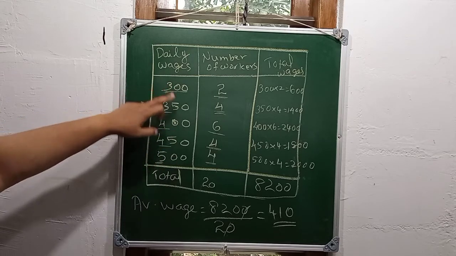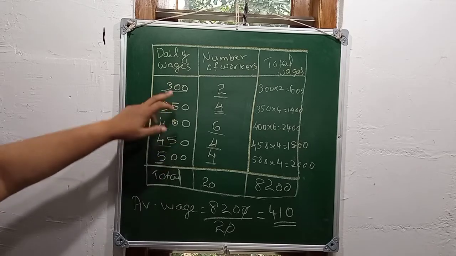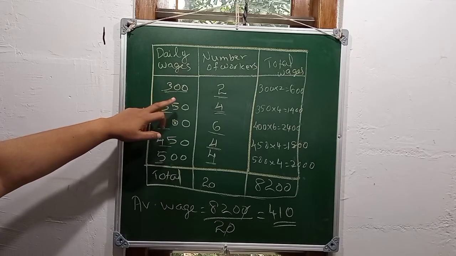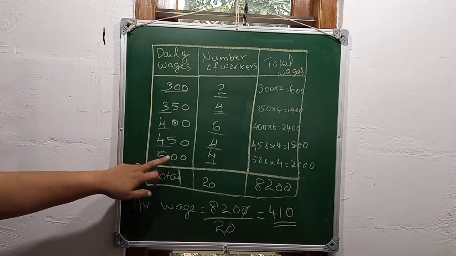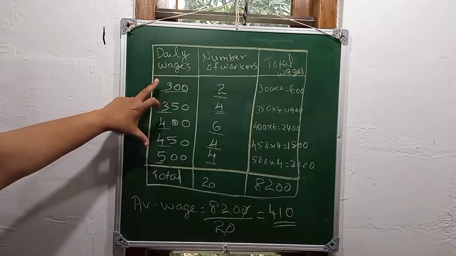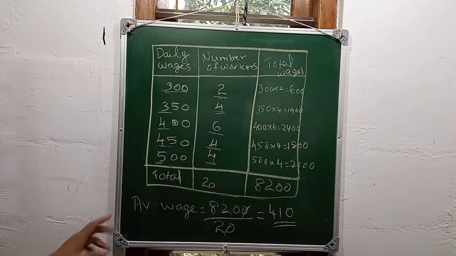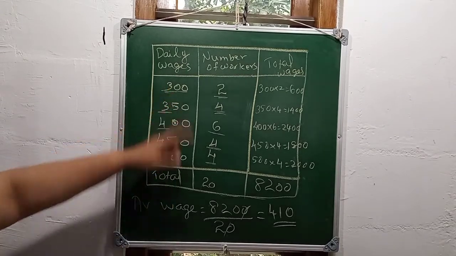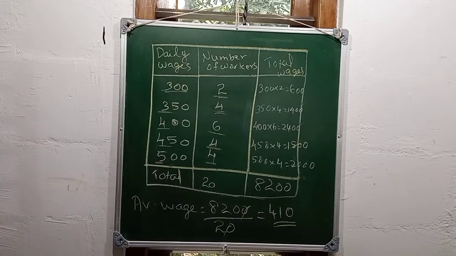Okay, the wages are in between 300 and 500. No worker has a wage less than 300 and no worker has a wage greater than 500. That is, all the wages are in between 300 and 500. Then what about the average wage? The average wage is also in between 300 and 500. See, this value is 410, and 410 is in between 300 and 500.